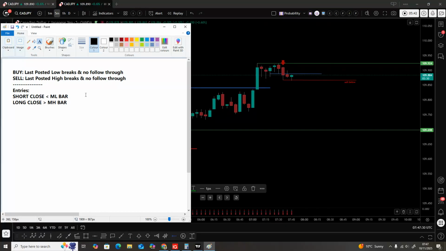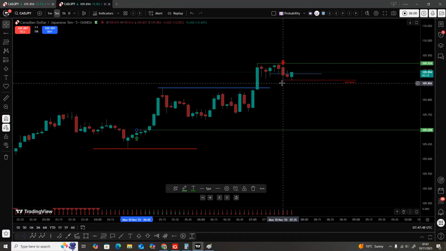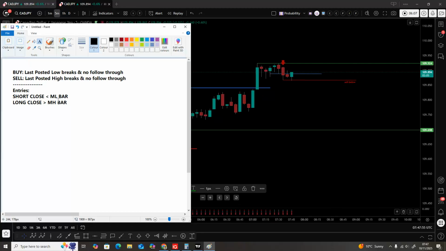They are very itchy and they take the trade without waiting for the confirmation that everything has been ticked off on the list of the mechanical approach. Okay, so we have to wait. You can see now the candle actually traded below the low of the momentum low candle, but it hasn't closed below. The rule states short when the close is less than momentum low bar. So the close is there basically.